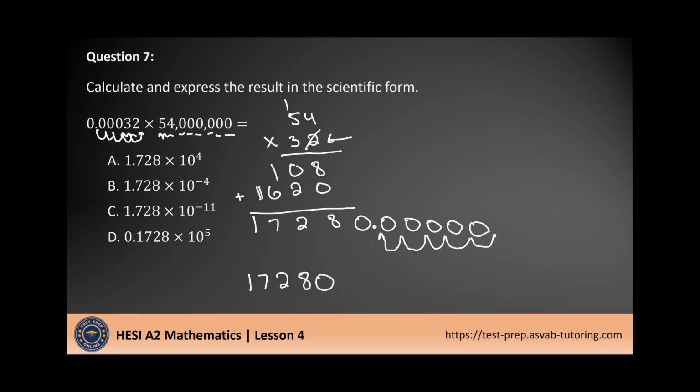17,280, and we want to express this in scientific notation, which means we need the decimal to be between the 1 and the 7. That way the 1 is the only number to the left of the decimal. So we're going to move this 1, 2, 3, 4 times to the left. So we have 1.728, that 0 drops off. And since we moved the decimal to the left, our exponent here is going to be positive. So it's going to be positive 4.